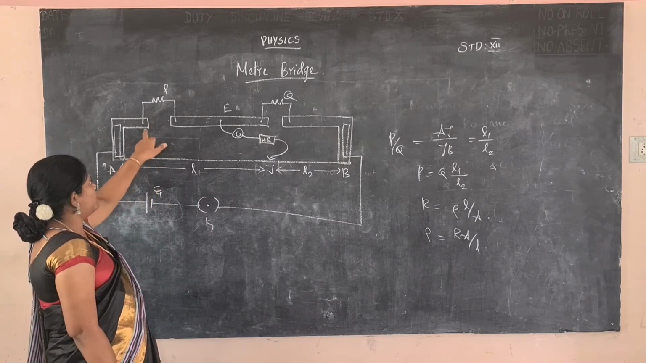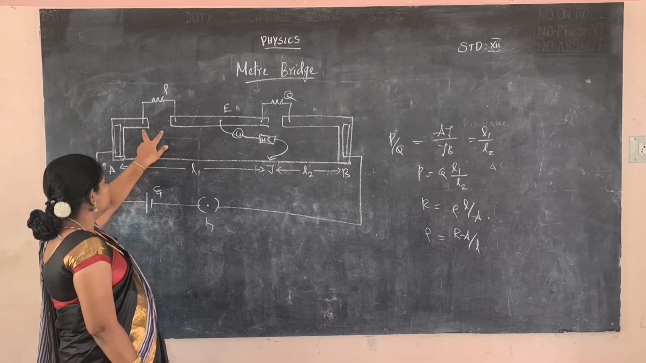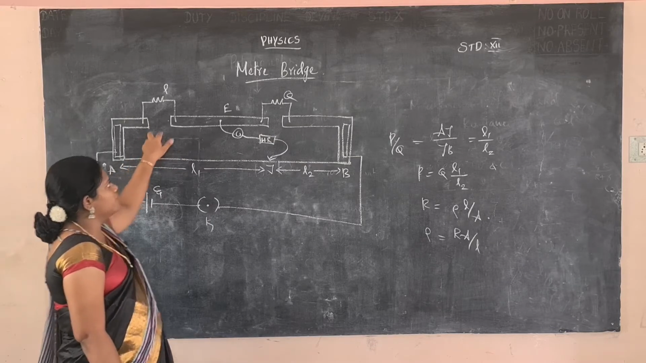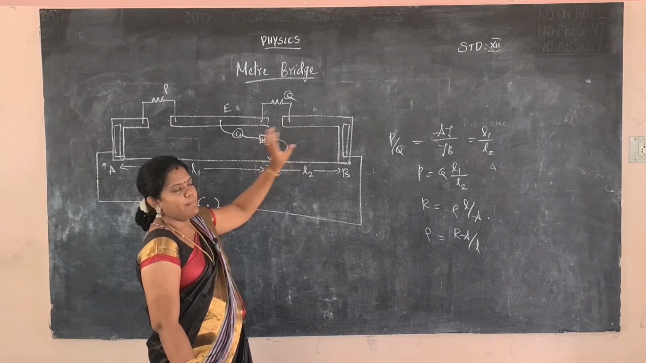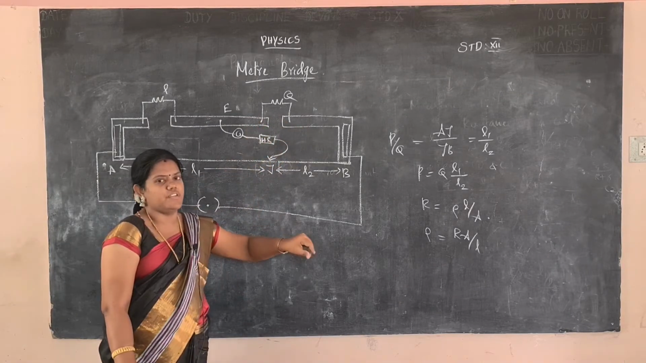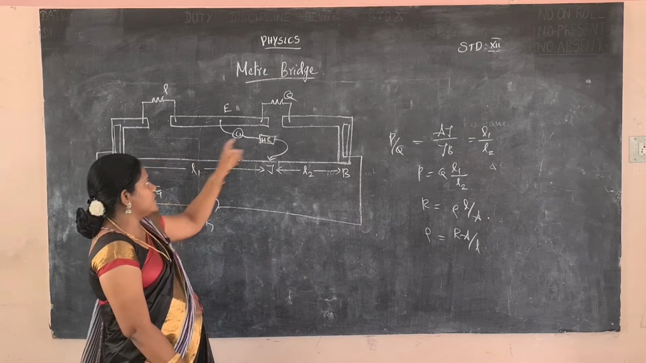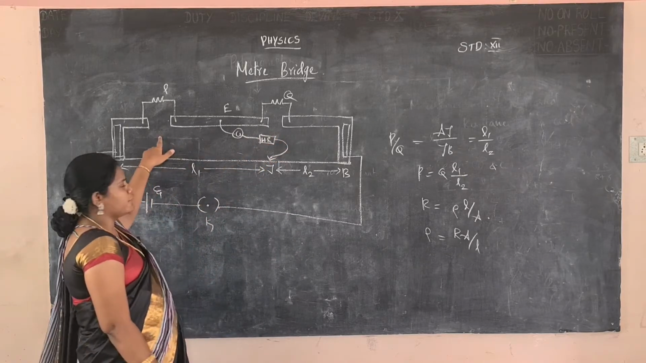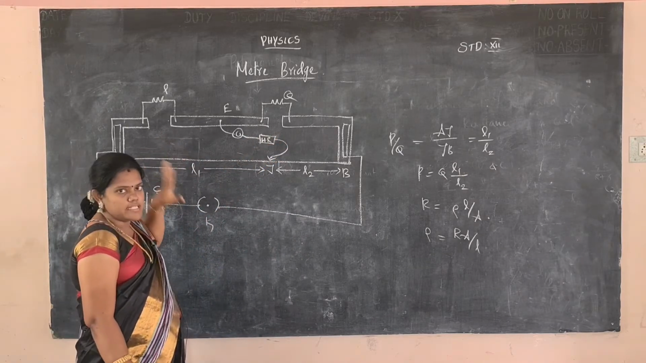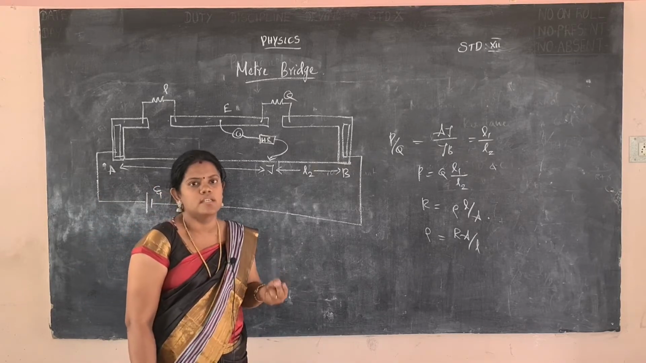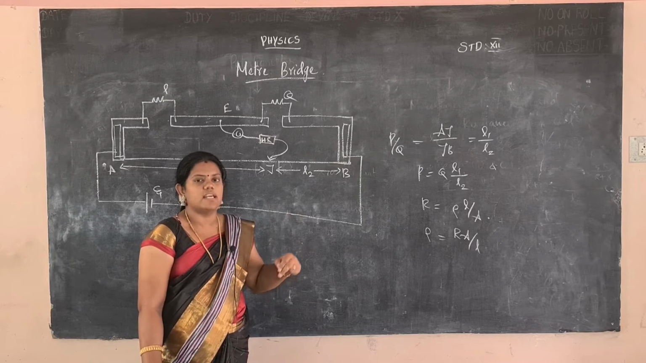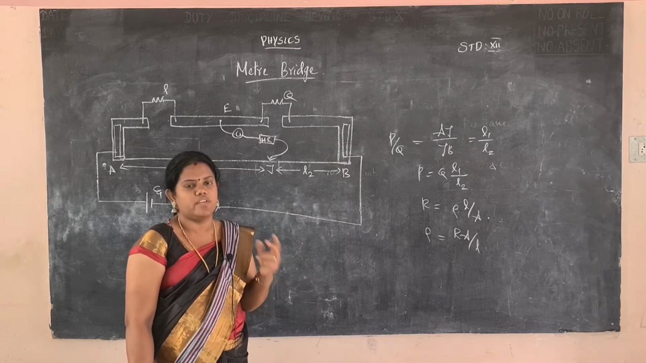So we fix the unknown resistance in the 2 terminals of the first gap, and then we fix the known resistance in the second gap. Known resistance means we can set the resistance value easily. Since we set the resistance value, we can easily find out the unknown resistance value. In this experiment 2 resistances are fixed, one known and one unknown. We find the unknown resistance first, and then we find the specific resistance of the given wire.